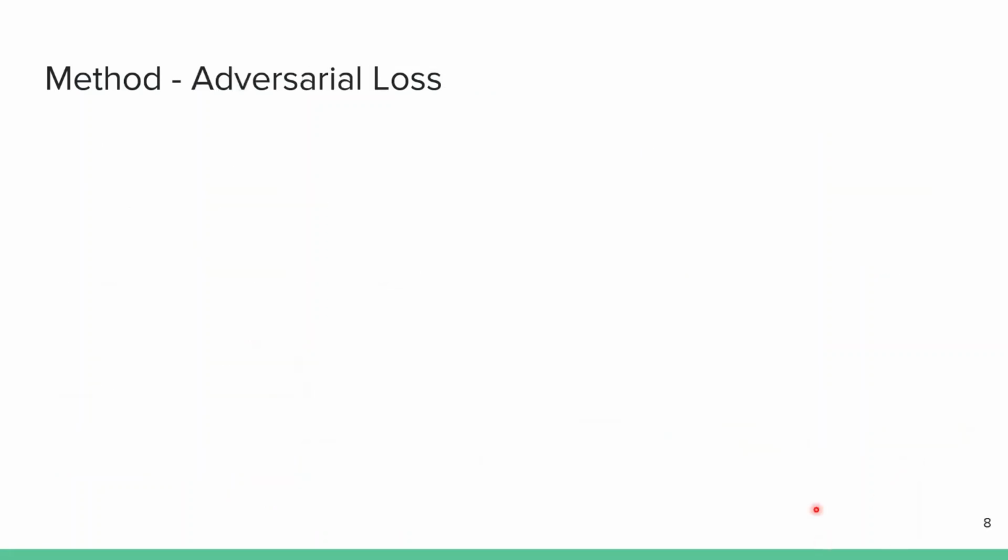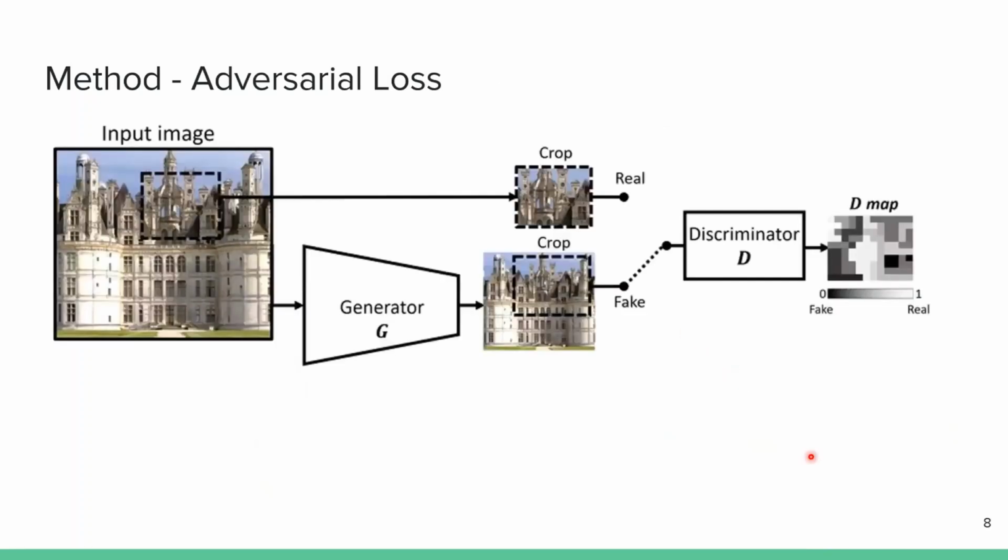Next, we go on to the adversarial loss. Okay, this is the architecture of a patch-based generative adversarial network. It consists of a generator and a discriminator. At a high level, the generator produces images, and the discriminator classifies different regions of the image as either real or fake. The generator is trained to fool the discriminator into thinking that the generated images are real, and the discriminator is trained to correctly classify the real and fake images.